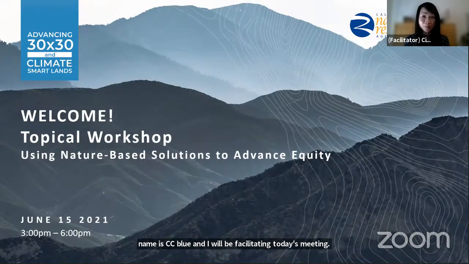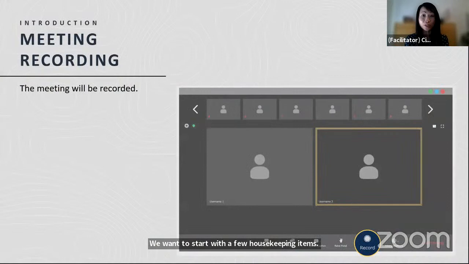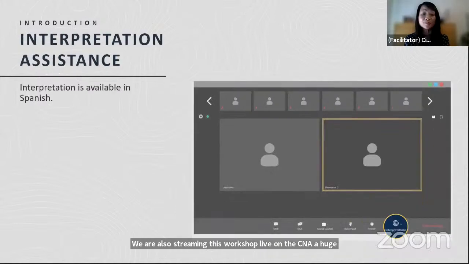We want to start with a few housekeeping items. This workshop will be recorded for further viewing and will be posted on the website. And for phone users, it's www.californianature.ca.gov. We are also streaming this workshop live on the CNRA YouTube page. This meeting is being interpreted in Spanish. And in order to access the audio channel for Spanish, please click the interpretation button, the globe icon in the Zoom taskbar at the bottom. The button will appear after these instructions. These instructions will be repeated in Spanish, and then you will be able to join the Spanish language audio channel.